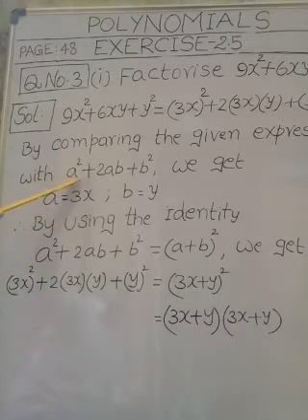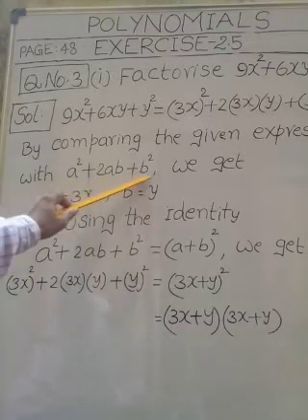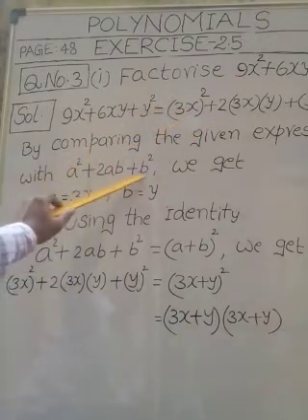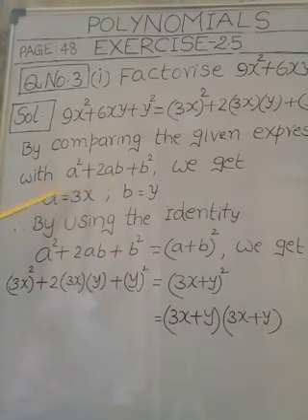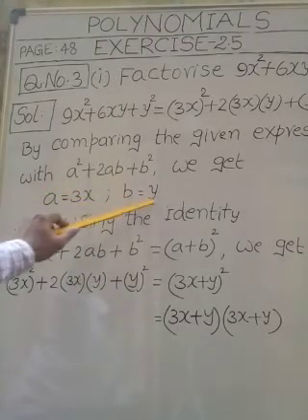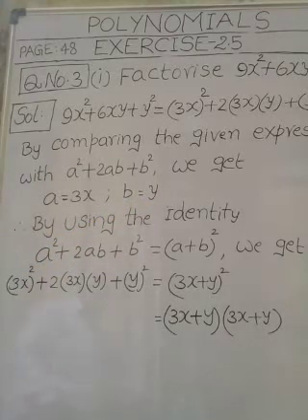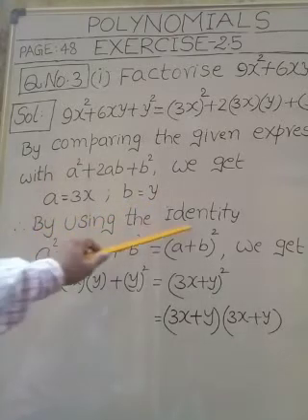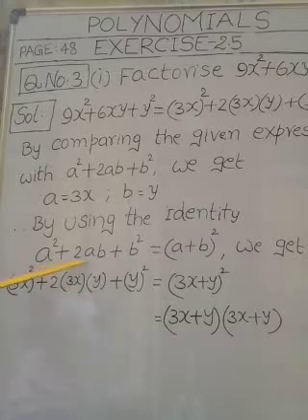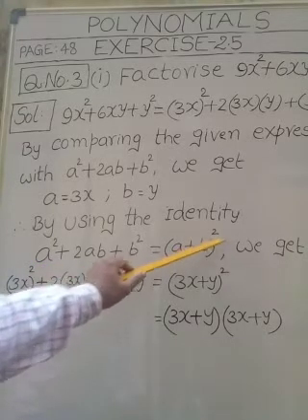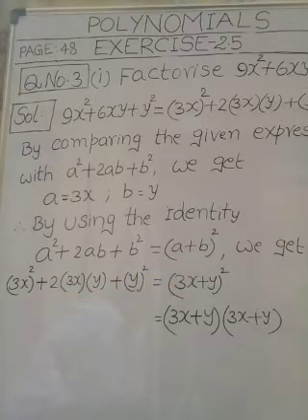Okay, my dear children, see here a square plus 2ab plus b square. We are comparing the given algebraic expression with this expression. Then we get here a is equal to 3x and b is equal to y. Understood this part, my dear children? Right. Therefore, by using the identity a square plus 2ab plus b square is equal to (a plus b) whole square. This is algebraic identity, first algebraic identity.